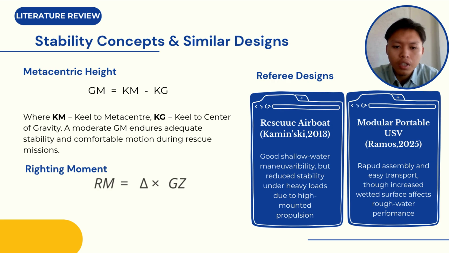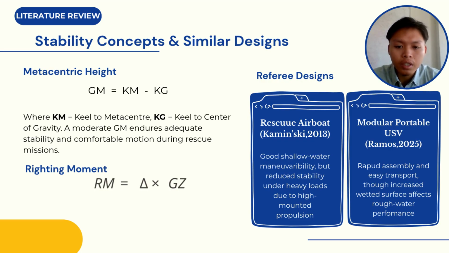Moving on to the literature review for this stability concept and similar designs. One of the most important aspects of rescue boat design is stability. The key parameter used to assess initial stability is metacentric height, or GM. The equation shown on the slide is GM equals KM minus KG, where KM is the distance from the keel to the metacenter, and KG is the distance from the keel to the center of gravity.